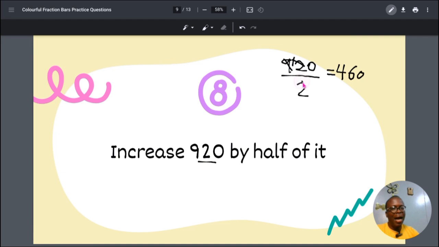So when I have gotten half of 920, which is 460, I will have to increase this with this. When you increase the number, you are definitely adding to it. So that will give me 920 adding 460. Of course, that's supposed to give us 9 plus 4 is 13, then 1,380.